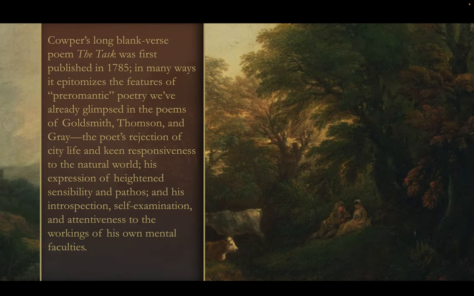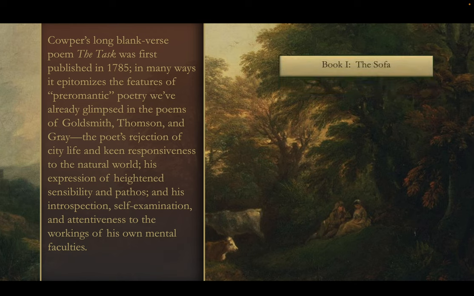So The Task is written in blank verse. It was first published, like I said, in 1785. And in many ways, it epitomizes the features of pre-Romantic poetry that we've already glimpsed in the poems of Goldsmith, Thomson, and Gray: the poet's rejection of city life and his keen responsiveness to the natural world, his expression of heightened sensibility and pathos, and his introspection and self-examination and attentiveness to the workings of his own mental faculties. All of these things are developed to an extraordinary degree in The Task, even though we're not able to read all of it in this course.